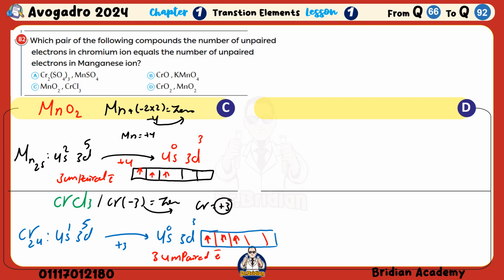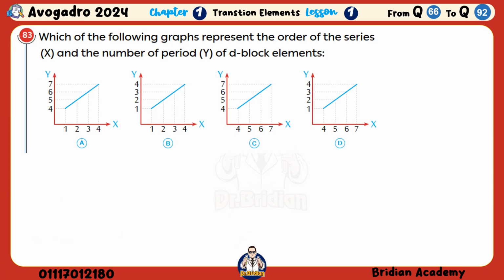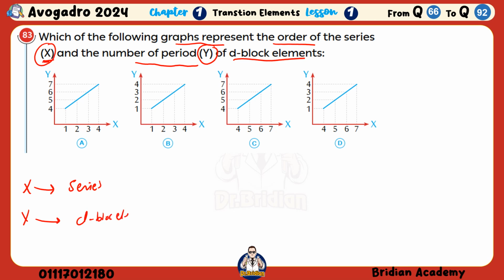So question number 83: which of the following graphs represents the order of the series X and the number of the period Y of d block elements? Okay, X refers to series and Y refers to d block elements period. Series will be first series and second and third and fourth. It will take the numbers 1, 2, 3, 4.